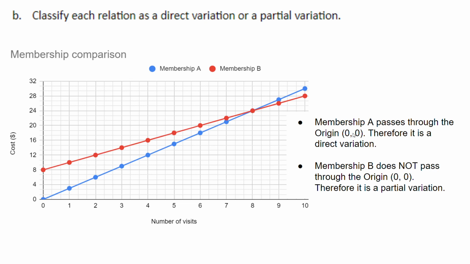So we can classify each relation as a direct variation or a partial variation. Notice how membership A starts at the origin. Since it goes through the origin, we can tell right away that this is a direct variation. Membership B, however, does not pass through the origin. It passes through the point (0, 8), which is not the origin. Therefore, membership B is a partial variation.